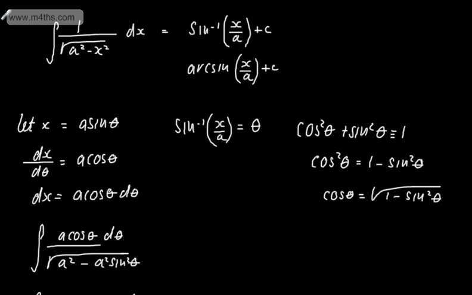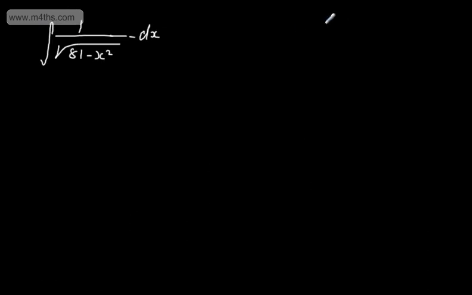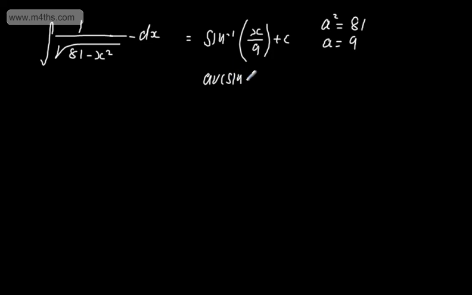We will take the integral of 1 over the square root of 81 minus x squared, and we're going to be integrating with respect to x. We can see that this falls into the pattern of 1 over the square root of a squared minus x squared. In this case, a squared is equal to 81, therefore a is equal to 9. So we can simply write this out as the inverse sine or arcsine of x over 9 plus a constant of integration, or if you like, arcsine of x over 9 plus c.